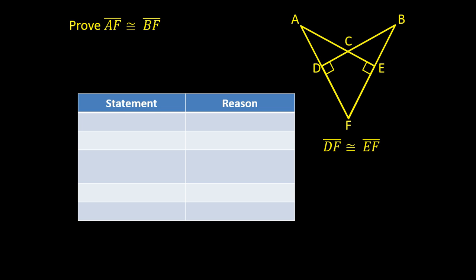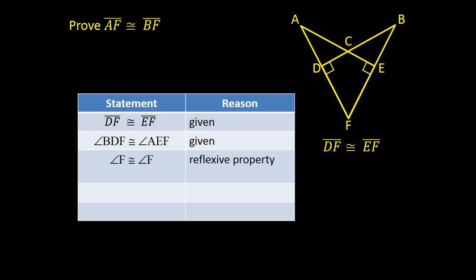So let's start with our first statement. Now remember, the first statement is always going to have something to do with information that was given to you. And in this case, segment DF and segment EF are congruent because that was a statement that was just given to us within the picture. We can also say that angle BDF and angle AEF are congruent because within the picture they're both marked as being right angles, so that's considered given. Angle F is congruent to itself. That's the reflexive property.